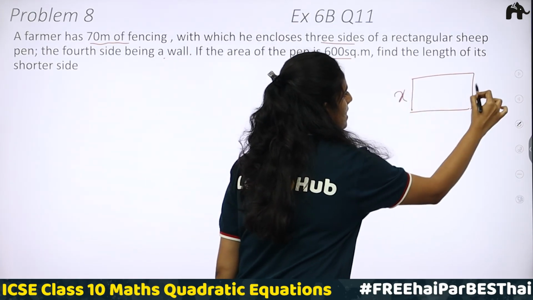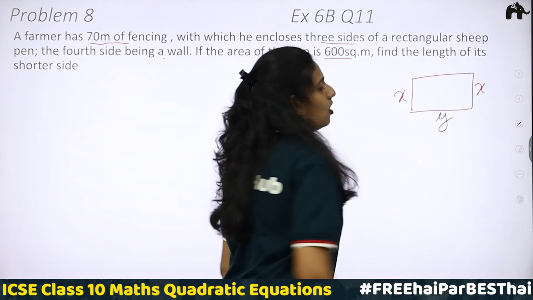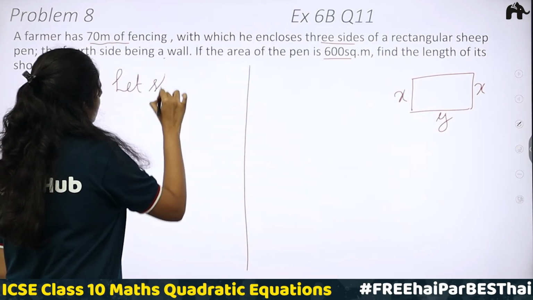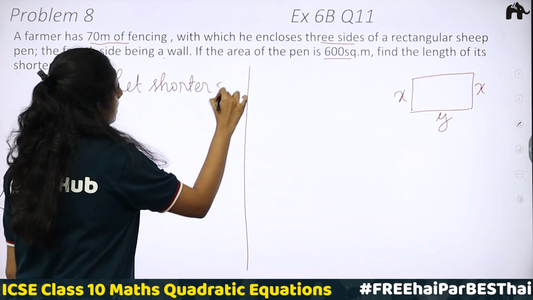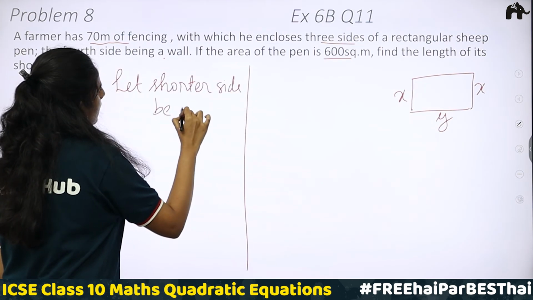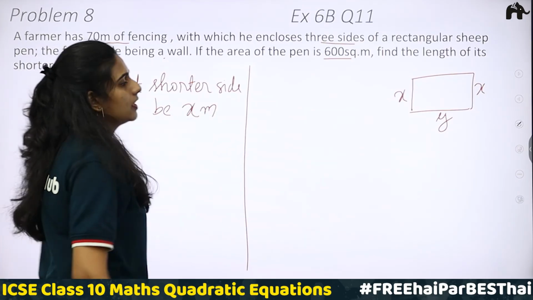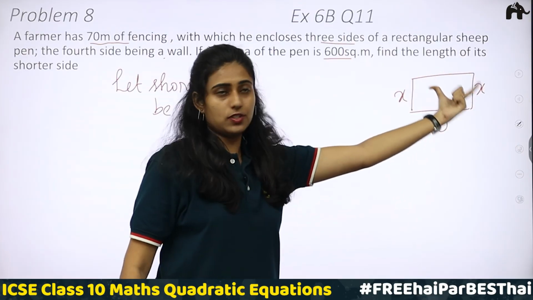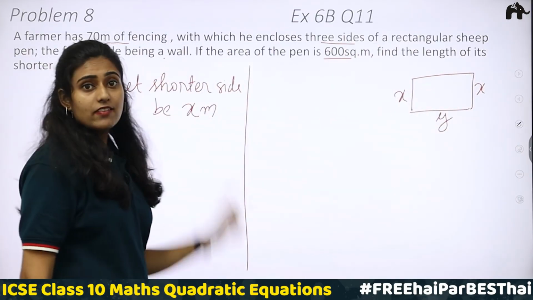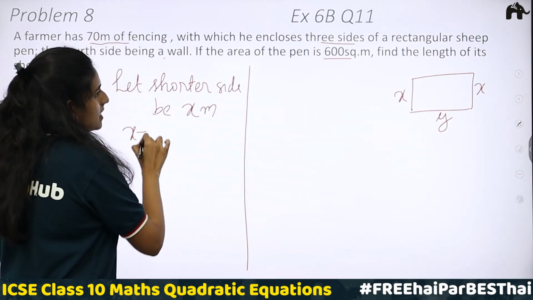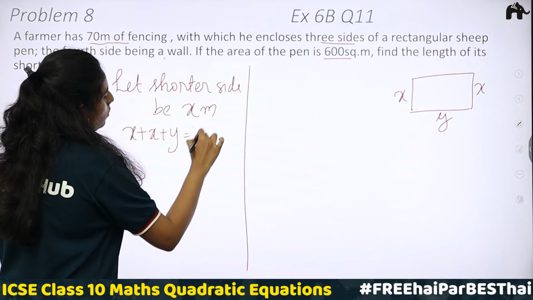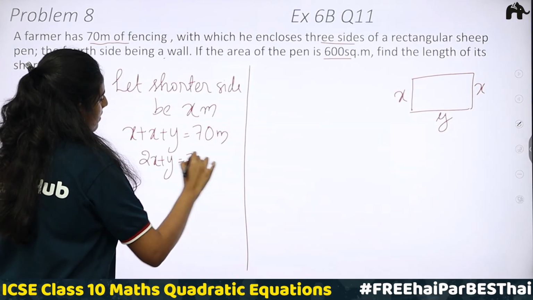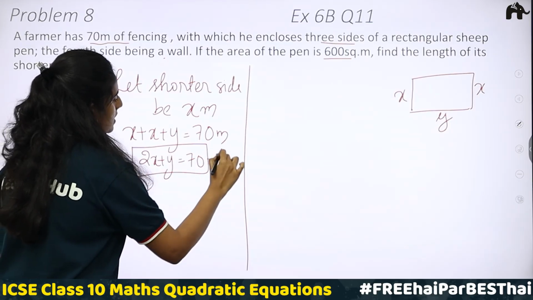I am taking the shorter side as x and the longer side y. Let shorter side be x meter. Now here on one side there is a wall, so that cannot be counted. Here we have the total fencing 70 meter, which means x plus x plus y is equal to 70 meter, or 2x plus y is equal to 70. Okay, this is our first equation.